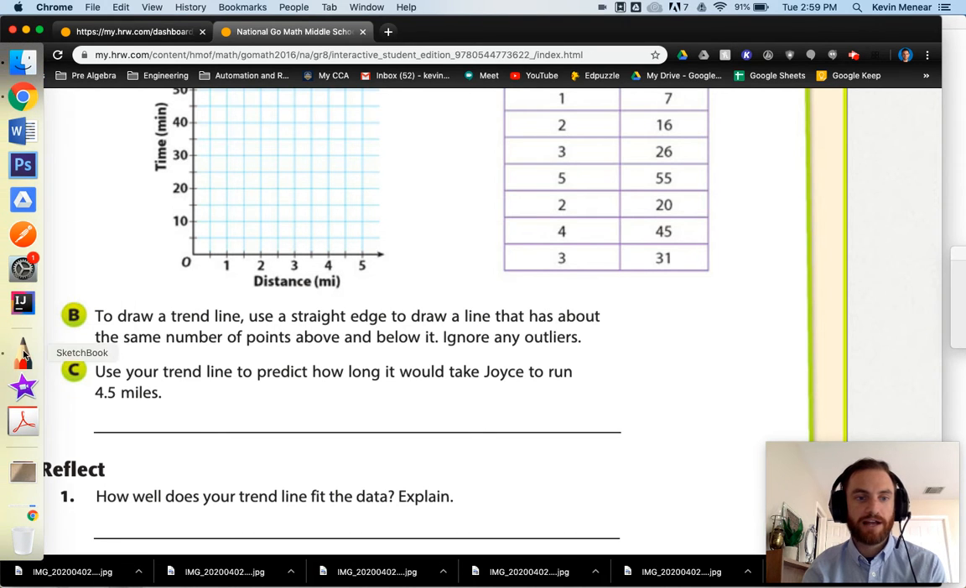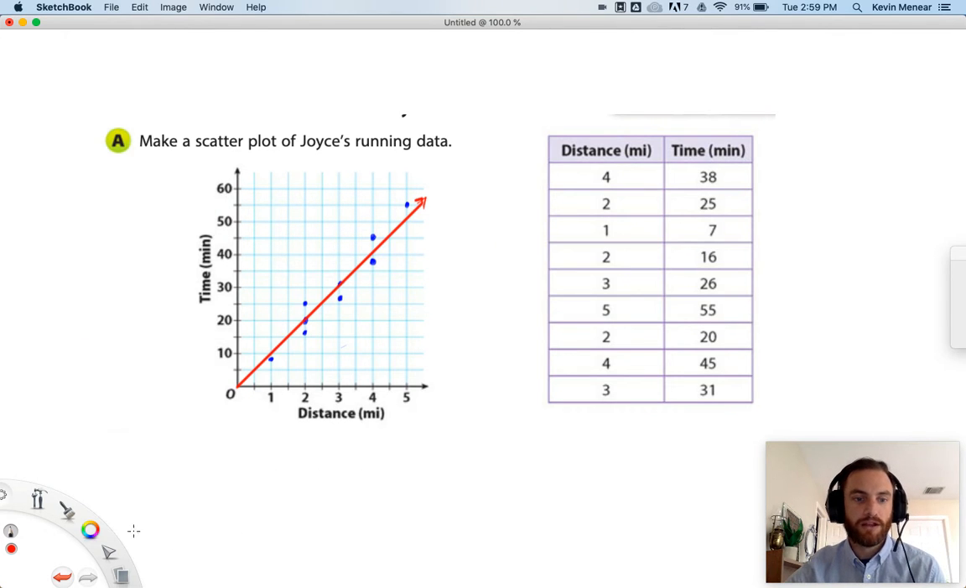Well, in order to do that, I just have to find 4.5 on the x-axis, because that implies 4.5 miles, and then go up and see where that hits my trend line, and that's right there. And so that would potentially be a point of 4.5, and then the y-axis time in minutes is 45. Cool. So the idea there is that this trend line predicts that it would take Joycey 45 minutes to run 4.5 miles. Cool. And that's it. That's the whole shebang right there.